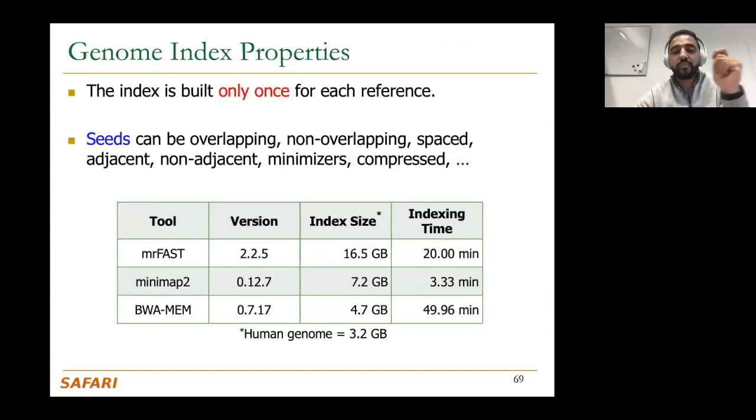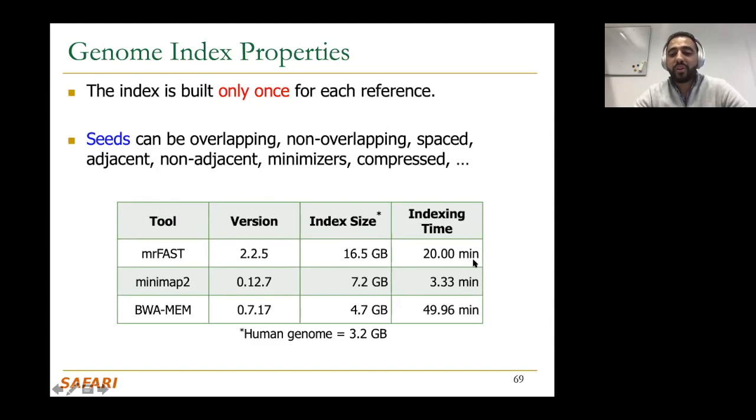All right, so the index, as you may guess, similarly to the yellow pages, is built only once for each reference. So once you have that reference genome, you build that index and you're done. You don't keep rebuilding for every sample, because the reference genome might remain the same for all these experiments. And these seeds, as I mentioned, can be overlapping, non-overlapping, spaced, adjacent, non-adjacent. There are too many theories, too many research papers about this, and I would be happy to discuss with any of you interested in how we can extract these seeds.